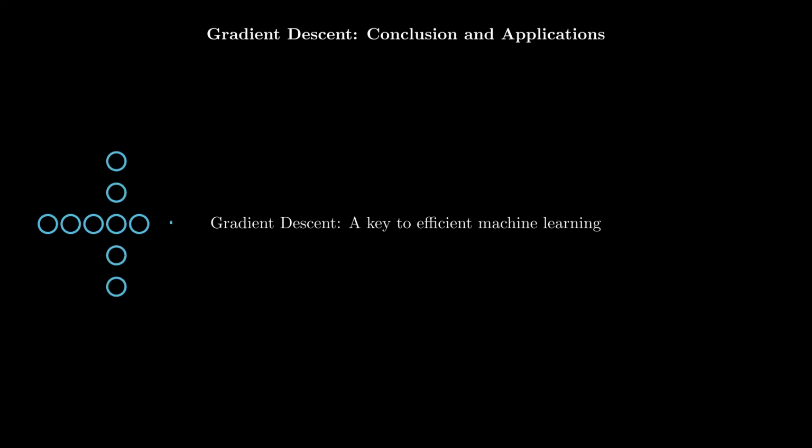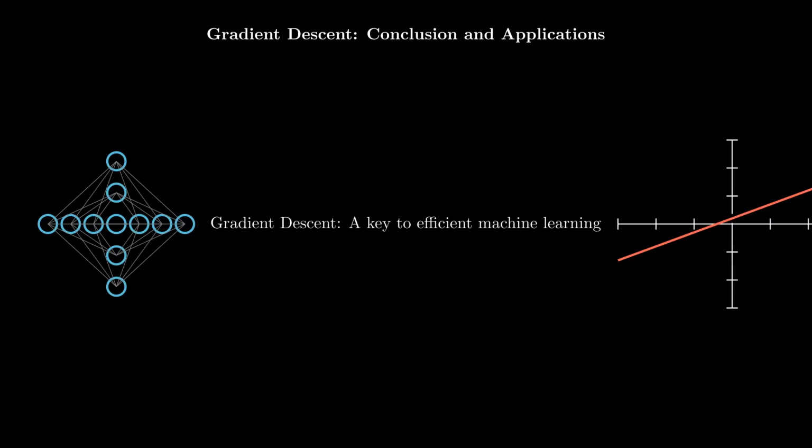Gradient descent: conclusion and applications. Gradient descent is a powerful optimization algorithm that lies at the heart of machine learning. For neural networks, gradient descent adjusts the weights and biases to minimize the error during training. In linear regression, gradient descent finds the best fit line by minimizing the sum of squared errors. For logistic regression, gradient descent optimizes the sigmoid curve, enabling accurate binary classification.